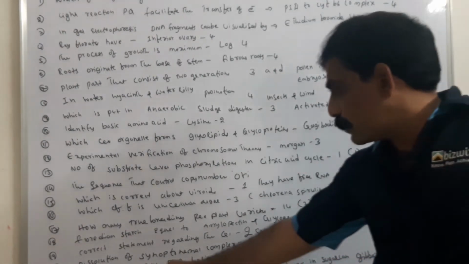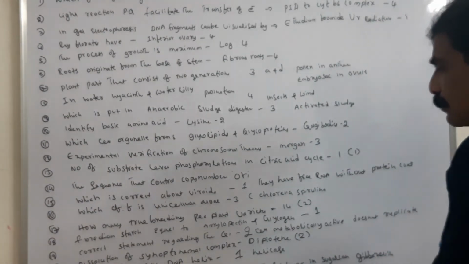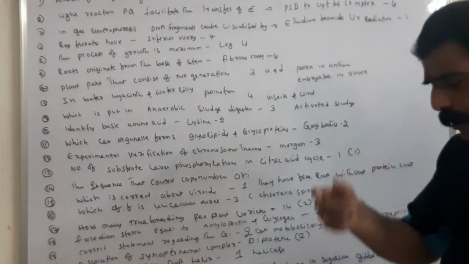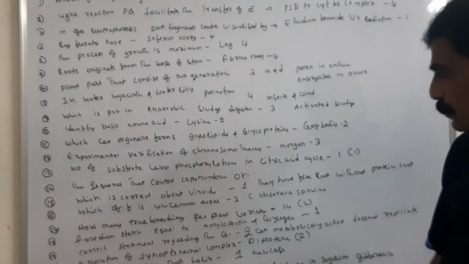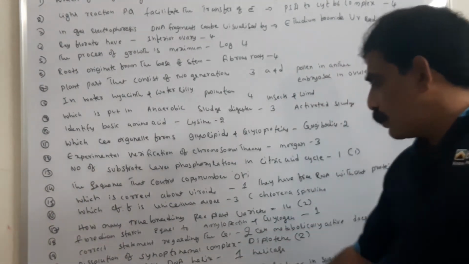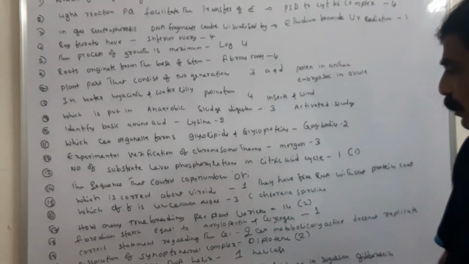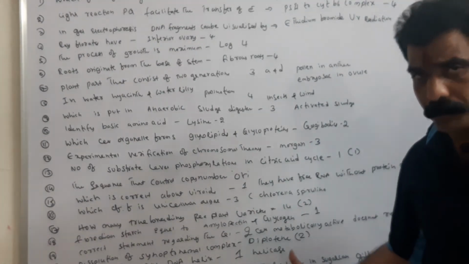Next, the enzyme that opens the DNA helix during transcription is asked. That is nothing but DNA helicase, which opens the helix. Next, the plant growth regulator that increases the length of stem in sugarcane is asked. That is nothing but gibberellin.